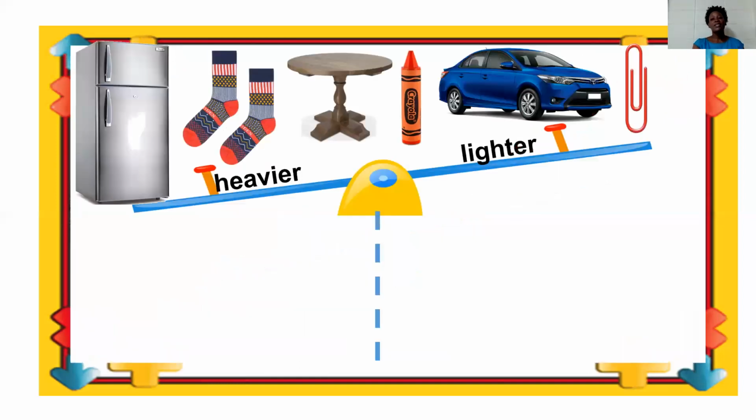Now, let us complete this activity by putting these items in the correct place on the seesaw. We have a refrigerator, a pair of socks, a table, a crayon, a car, and a paper clip. Go ahead and say where they should go. Is this what you did?